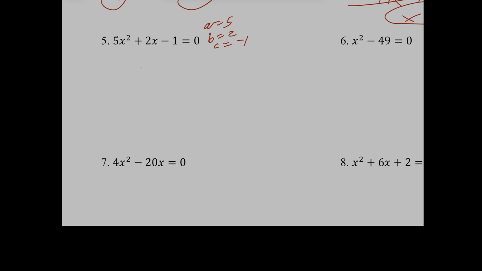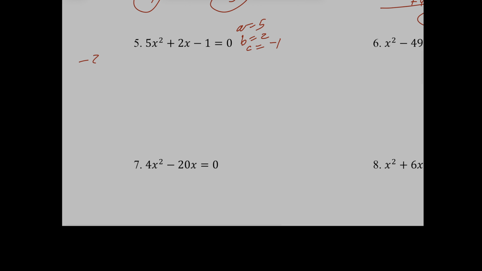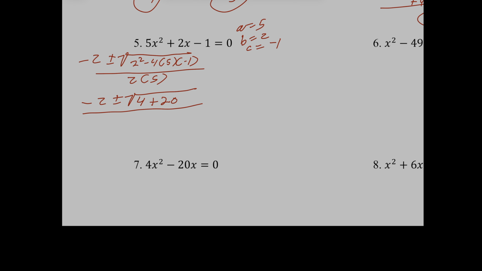You guys remember the formula? Opposite of B plus or minus the square root of b squared minus 4ac all over 2a, which is going to become -2 plus or minus the square root of 4 plus 20 all over 10, which is -2 plus or minus root 24 over 10.